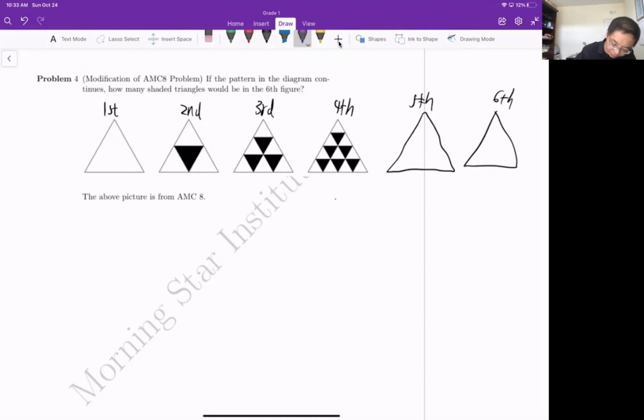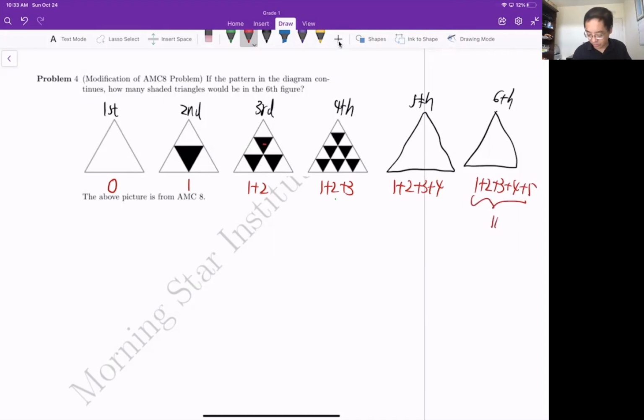Let's try to see the pattern. The number of shaded ones, here we have 0. Here's 1, this is 1 plus 2, and the fourth one is 1 plus 2 plus 3. If you observe the pattern, the 5th one will be 1 plus 2 plus 3 plus 4. And the 6th one will be 1 plus 2 plus 3 plus 4 plus 5. And you calculate this out, you get 15.